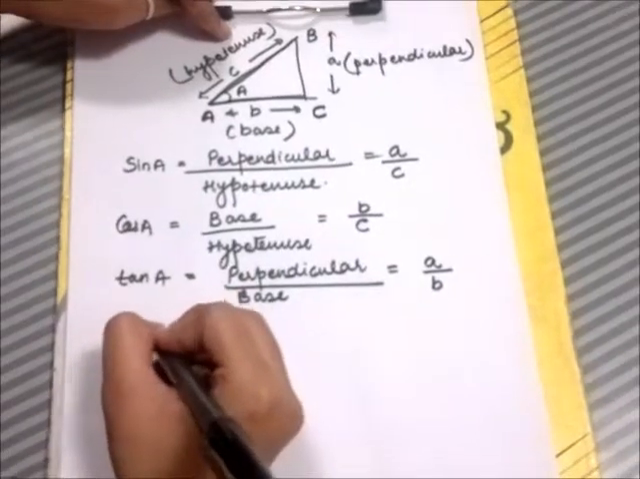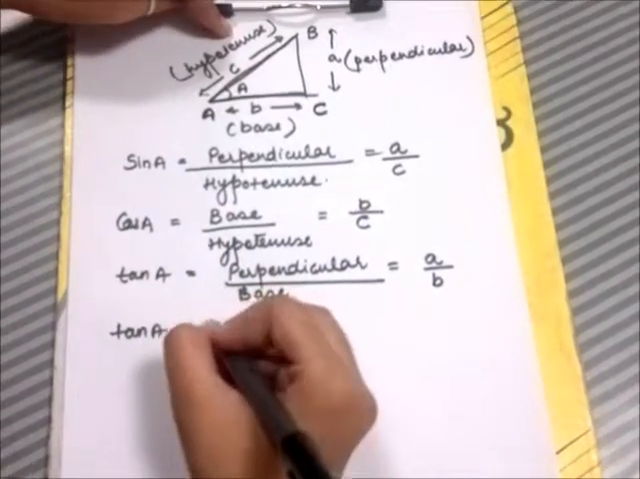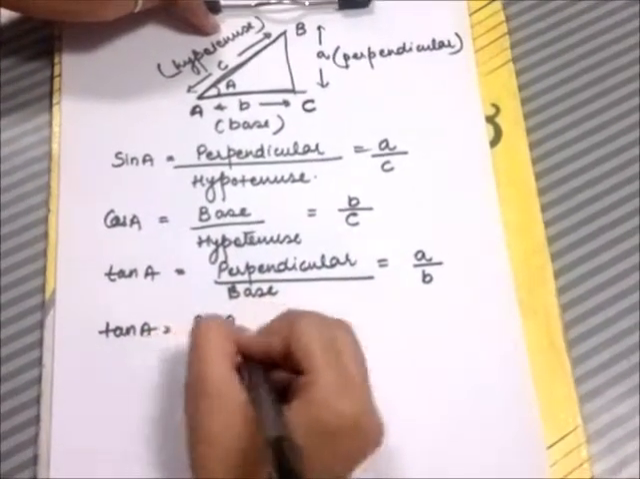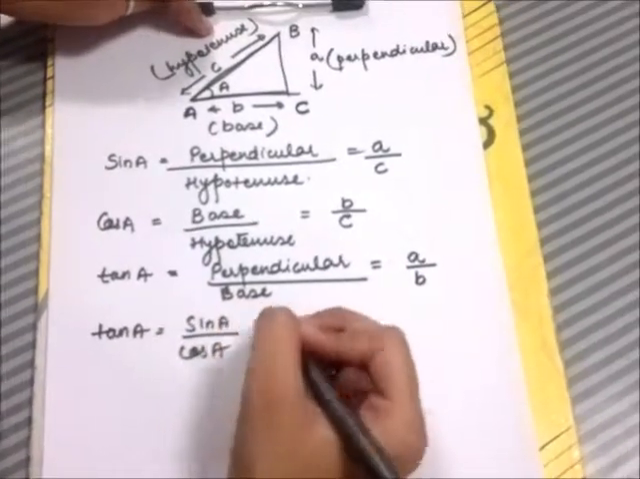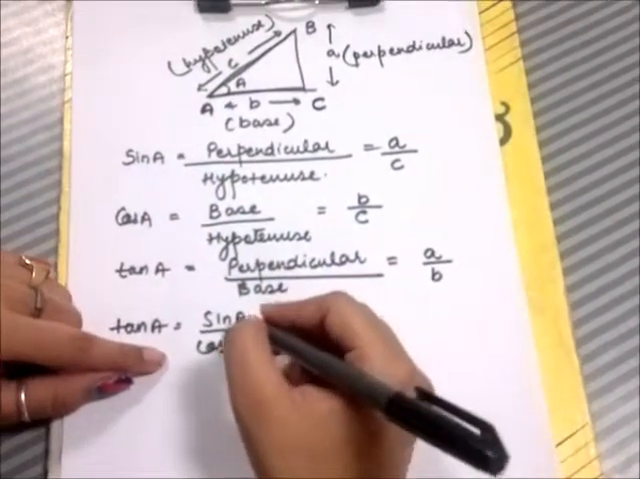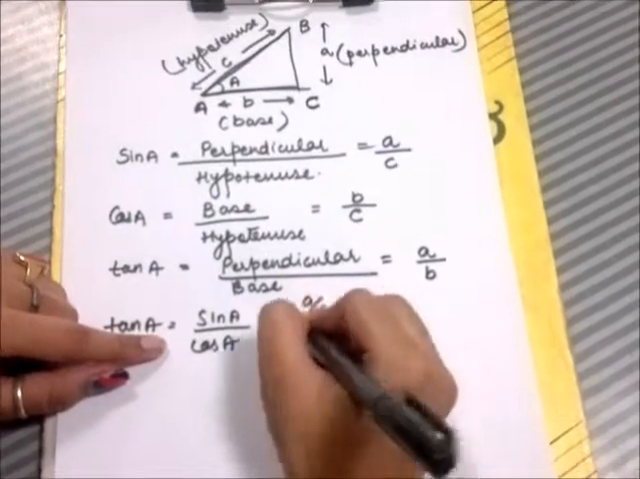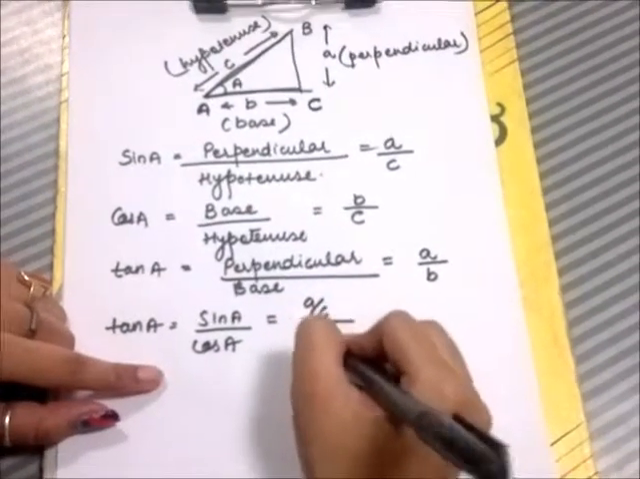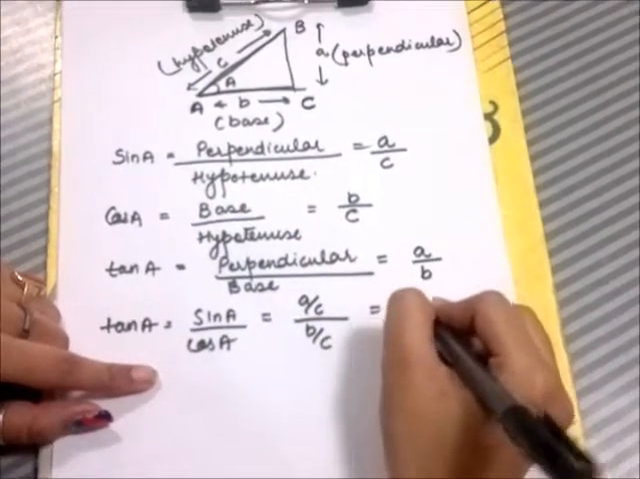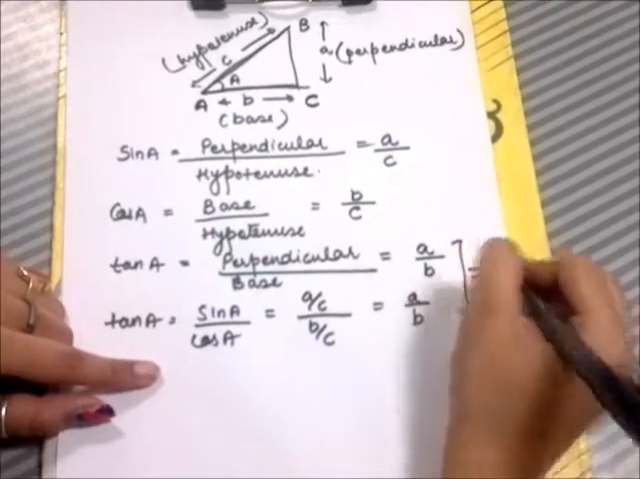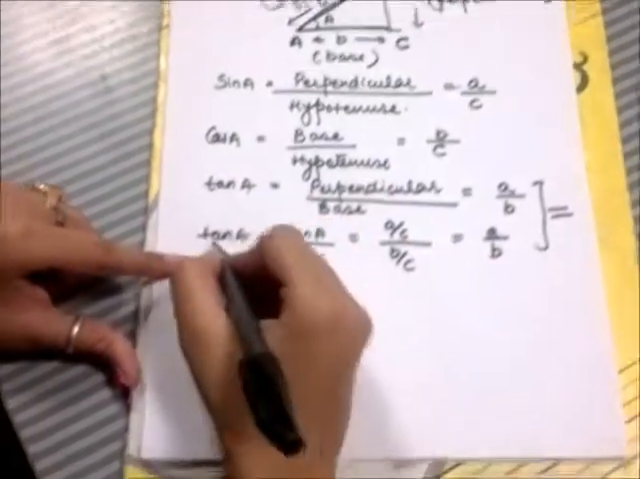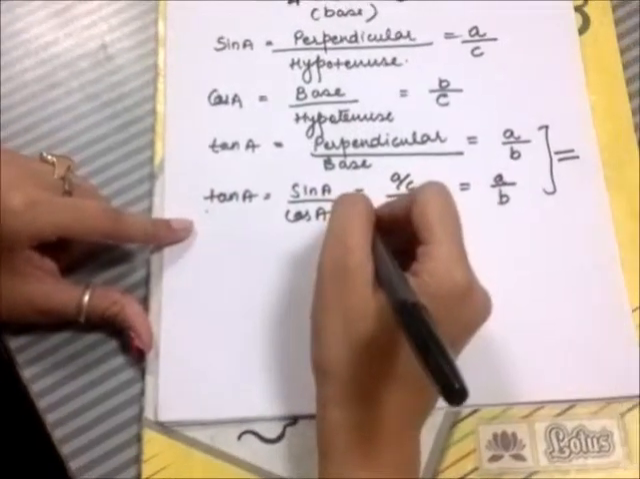Tan A is also equal to sin A upon cos A. We can see that sin A equals A by C and cos A equals B by C. Therefore, it is A by B. The same answer, the same ratio. So therefore, tan A equals sin A upon cos A.